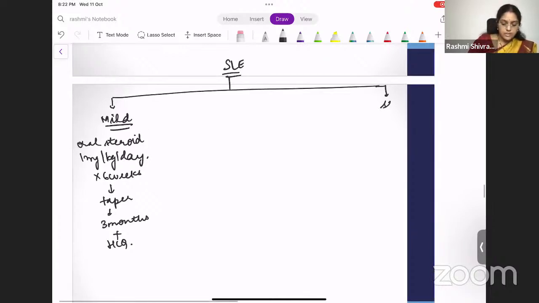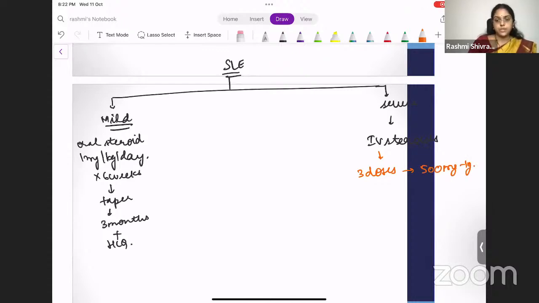If the patient is having severe lupus, what will you do? You will give IV steroids. How much should you give? You should give 3 doses of 500 mg to 1 gram pulse dosing. This is called pulsing with IV steroids.